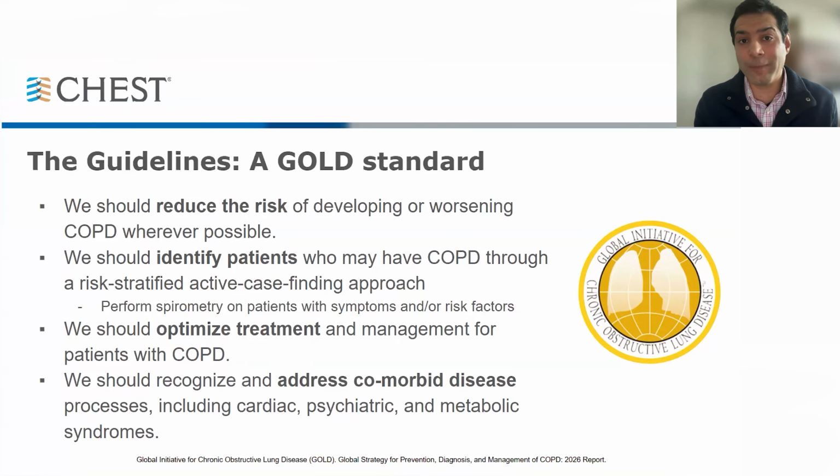So once we know that patients have COPD, we want to optimize the treatment of their disease and the management, right? And there's challenges there. And then another big emphasis coming out now is to address comorbid disease, cardiac, psychiatric, metabolic syndromes in patients with COPD. And I think this is really important that we're seeing this from the perspective of the GOLD guidelines and from the pulmonary societies as well. All right, next slide, please.